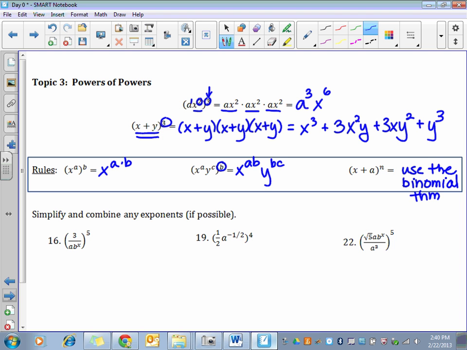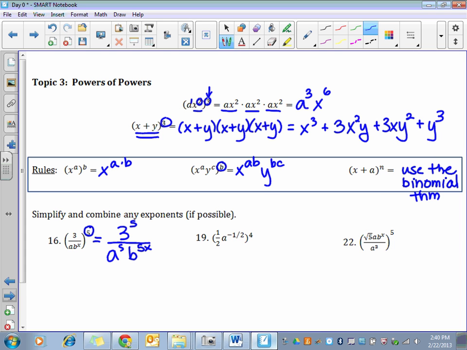All right, let's try to simplify and combine some of these exponents. So the first thing is we remember in number 16, the 5 will distribute to everything that's being multiplied. So in there I've got 3 to the 5th power divided by a to the 5th power, and b is raised to the x power. So what do I do to these exponents? I've got to multiply them. So this is b raised to the 5 times x power, so 5x.